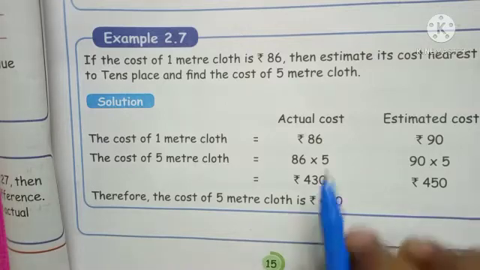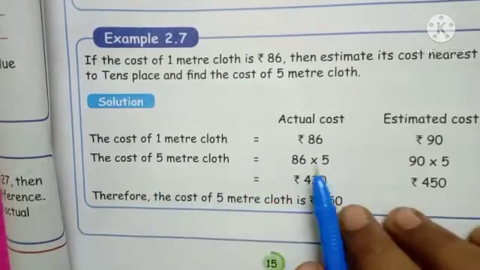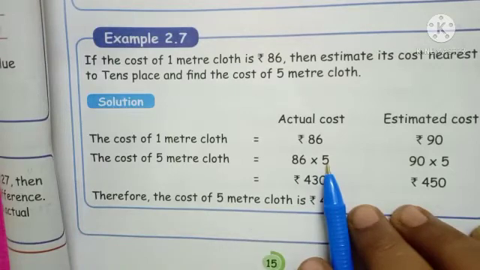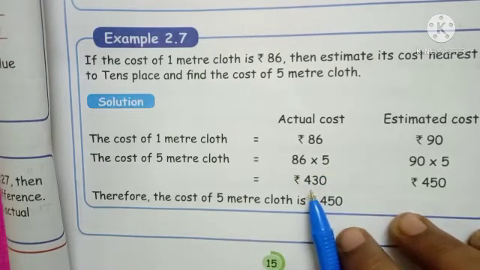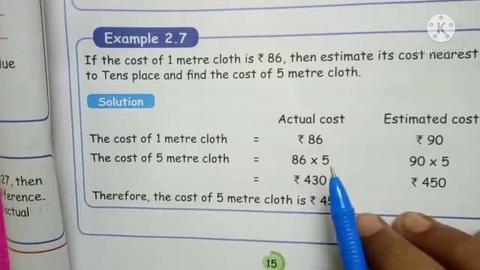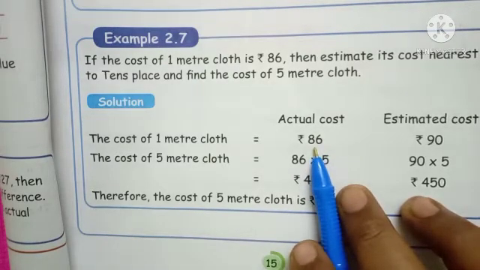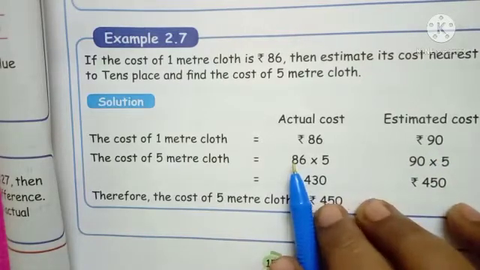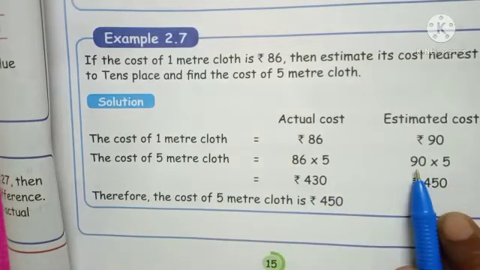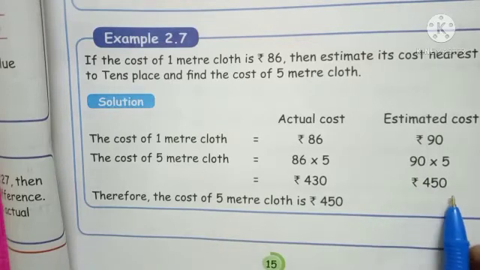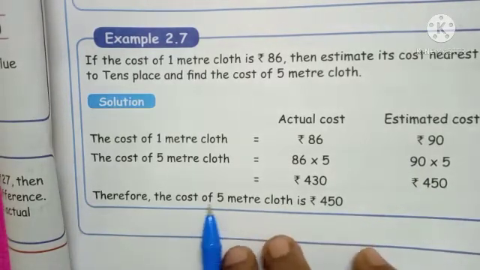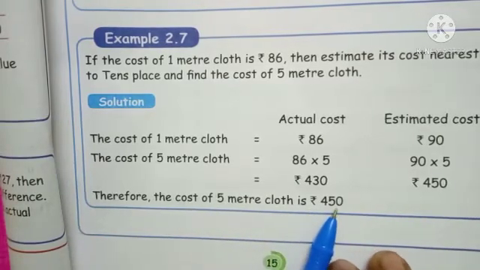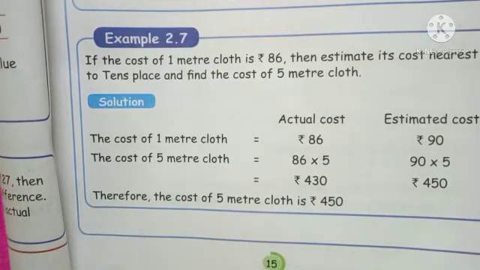1 meter of cloth is 86 rupees, but 5 meters of cloth means you multiply by 5. So 86 multiplied by 5 equals 430. But now round 86 rupees to the nearest tens place. 86 to the nearest tens place is 90. So 90 multiplied by 5 is easy to find: 450. Therefore the cost of 5 meters of cloth is 450 rupees. That is the estimated nearest tens value.